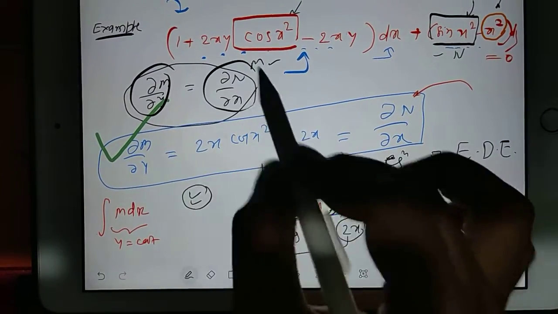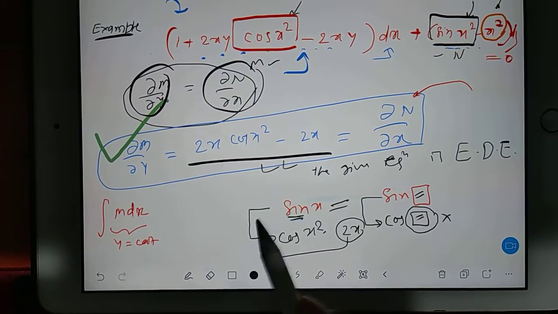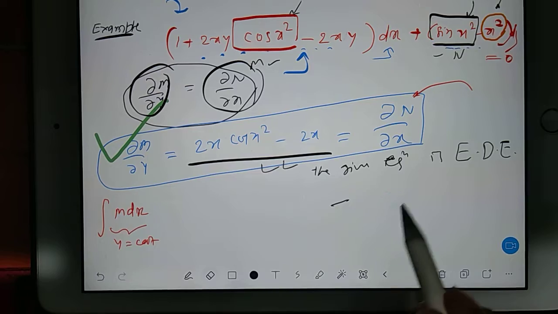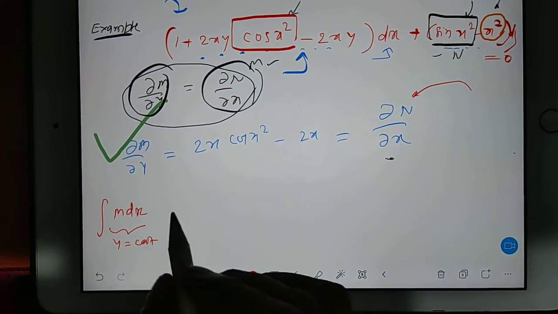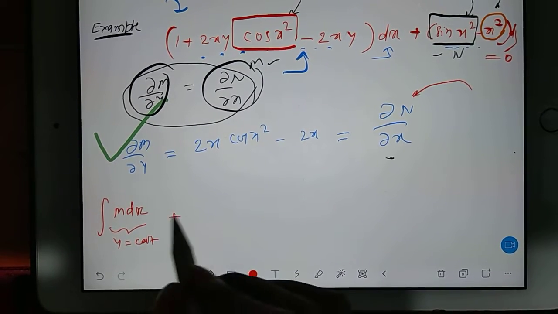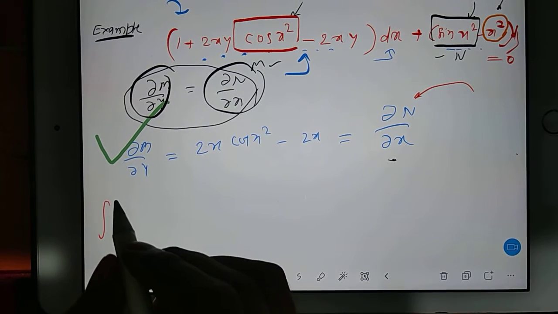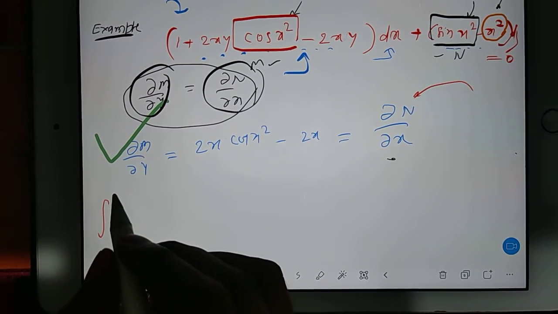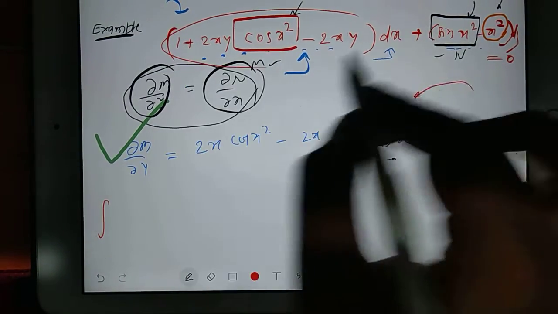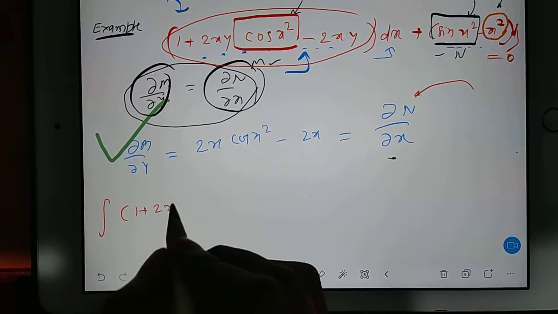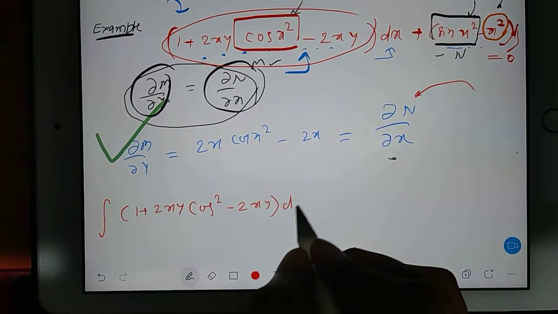Dou m by dou y and dou n by dou x are coming equal. So it means we can apply the formula. According to the formula, we have this part. So let's write the part properly. Integration. Now if you are copying the integration part, you have to copy smartly. No need to copy again and again. Just directly copy only one thing. The M part you copy as it is completely, that is 1 plus 2xy cos x square minus 2xy. This is your dx part.